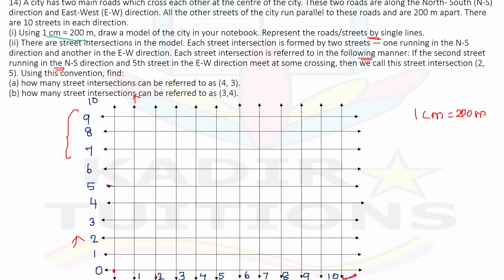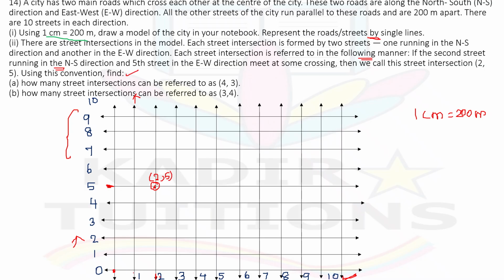So this is our fifth street in the east west direction. Meet at where? Meet at this point, right? They are going to intersect at this point. And how can I mark this? It is 2 comma 5. So that is given in the question itself. So it is 2 comma 5.